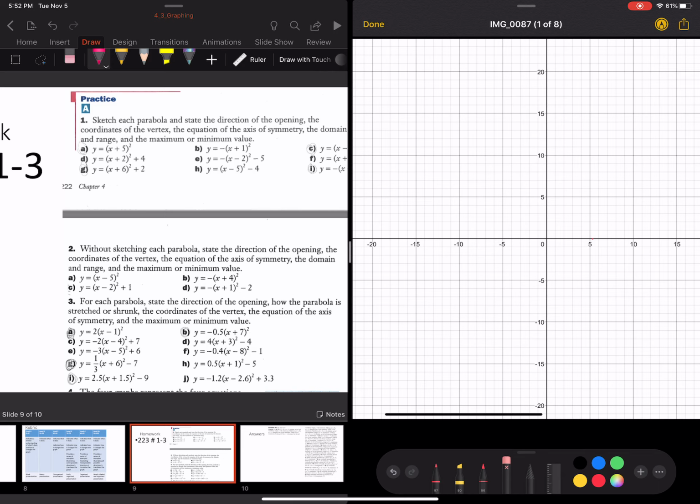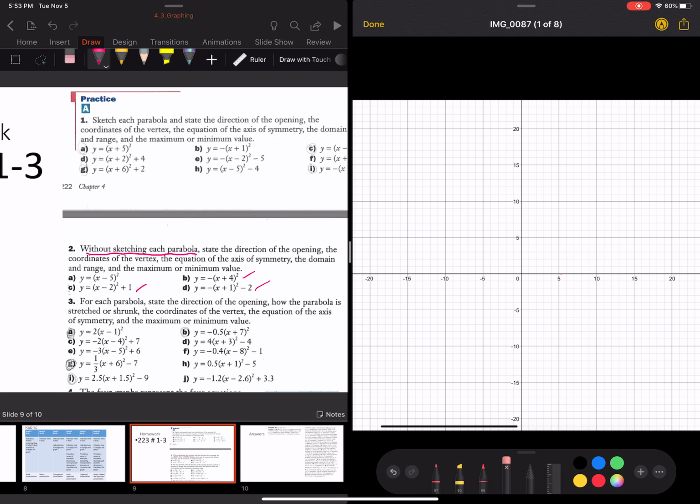Okay, students, 2B, we'll do 2B, C, and D. Now it says without sketching each parabola. You can do that without sketching a parabola, but for the purposes of this lesson, it makes no sense to not draw it. I know for 2A, I didn't draw it, and then I'm thinking about it. It makes no sense because I'm trying to explain it to you guys. So I'm going to go ahead and draw it, and then you'll know how to do it without drawing.